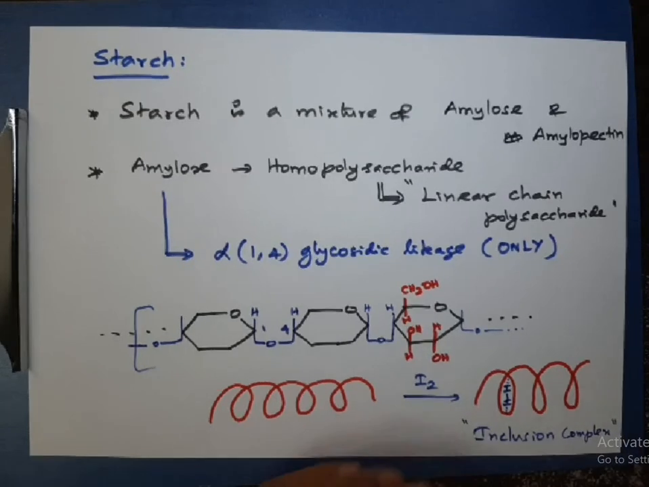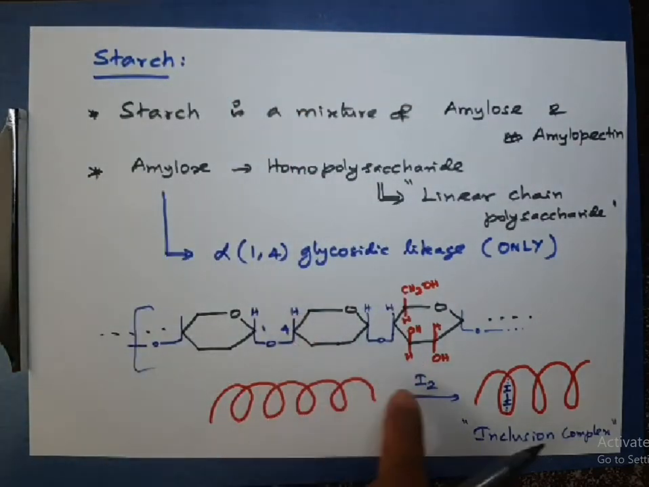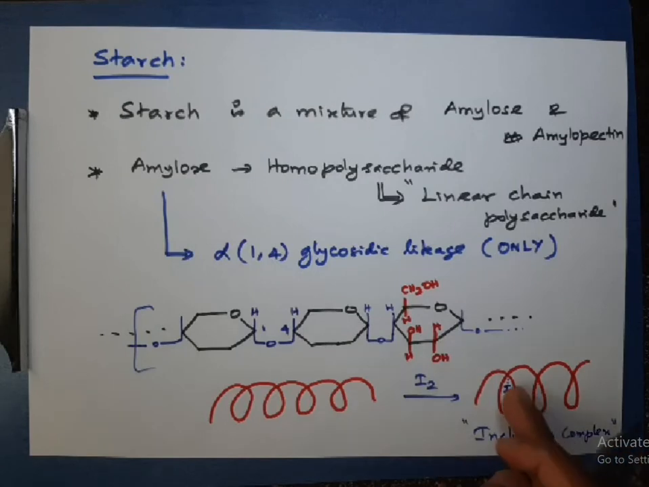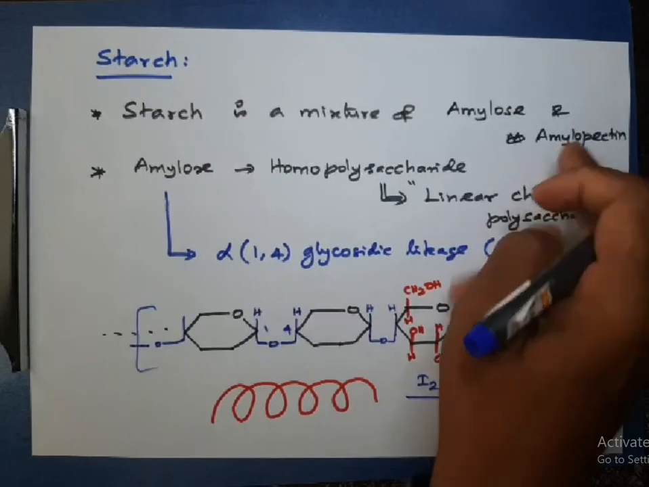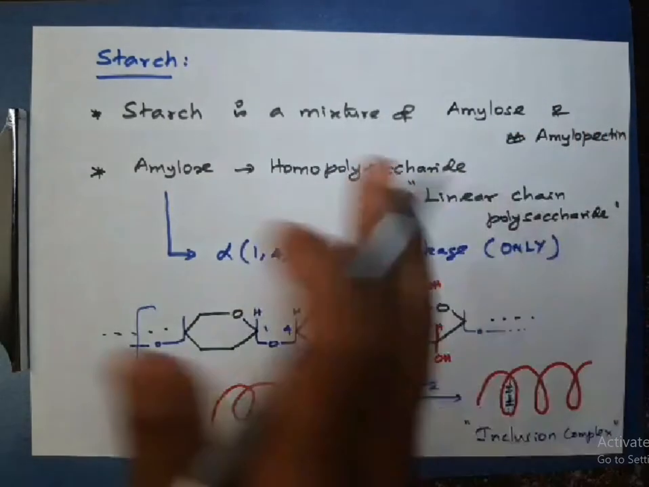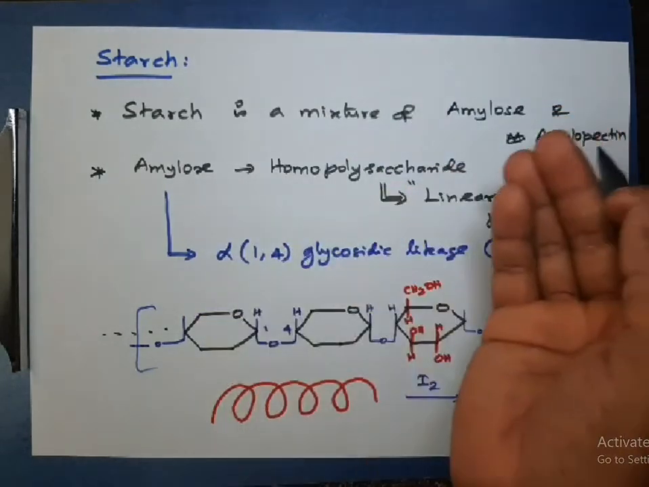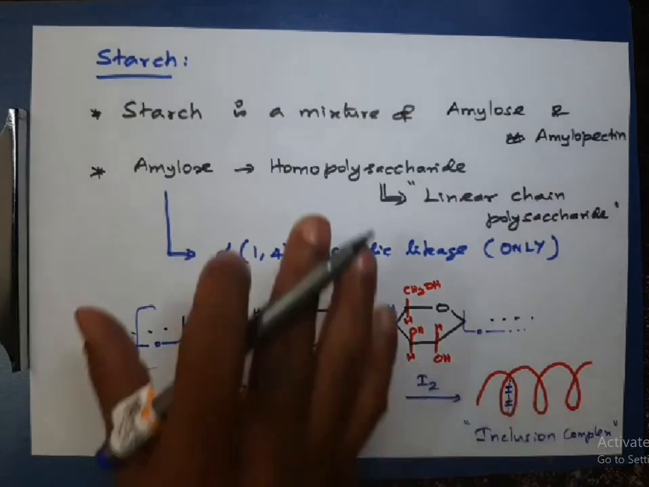This inclusion complex is formed when we add iodine to starch. When we add iodine to starch, the amylose combined with the iodine forms an inclusion complex. The same complex is also formed in amylopectin. The mixture of these two, amylose with iodine and amylopectin with iodine, will give you the deep blue color. This is called an inclusion complex. Keep this in mind. This is regarding amylose.